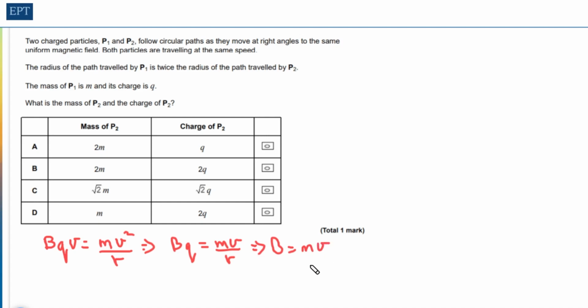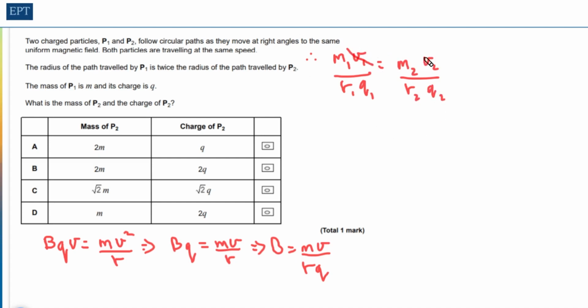And we can do this because the B field is the same for both particles, and of course that gives us mv over rq. That means we can set mv over rq equal for the two particles since it's the same magnetic field. So that gives us m1 v1 over r1 q1 equals m2 v2 over r2 q2.